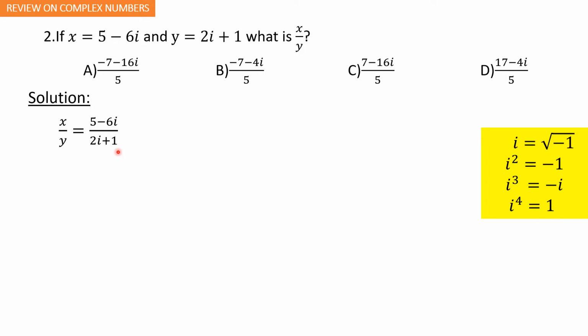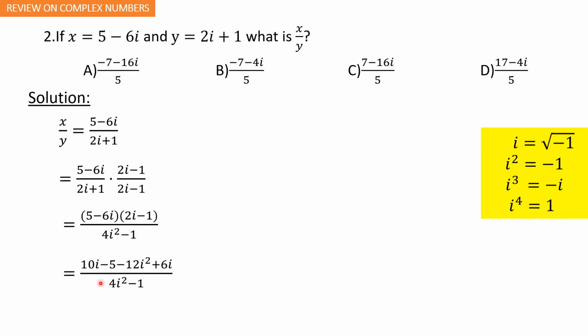Dapat masimplify natin ito by multiplying a conjugate. So, ang conjugate ng 2i plus 1 ay 2i minus 1. So, we will multiply 2i minus 1 to both numerator and denominator. Okay? Now, this is 5 minus 6i times 2i minus 1. At ang denominator, kung mapapansin, ito ay difference of two perfect square. Okay, so we have now 2i times 2i, that is 4i square. 1 times 1, that is 1. So, positive times negative, syempre, negative. Okay, so let us proceed with this one.